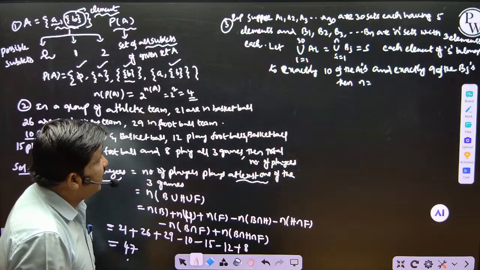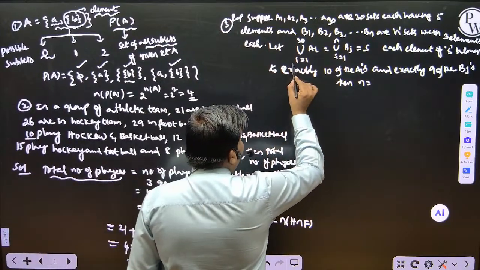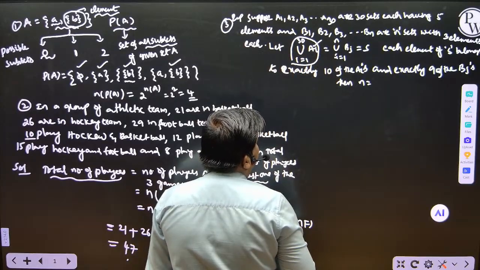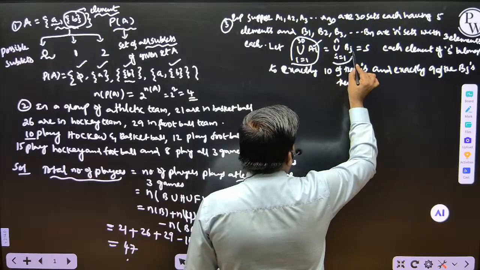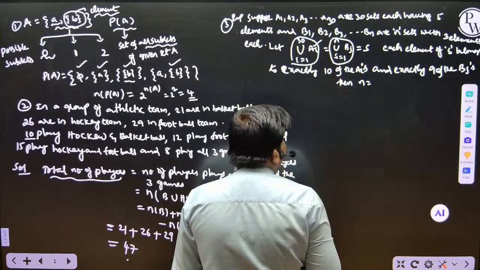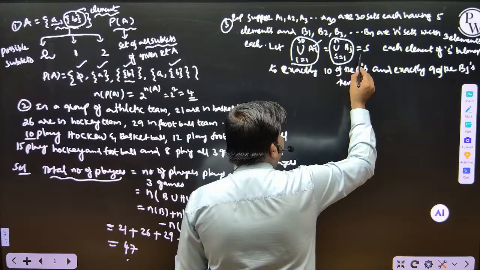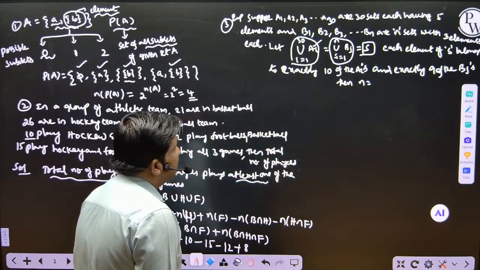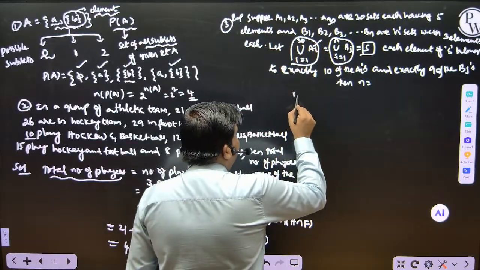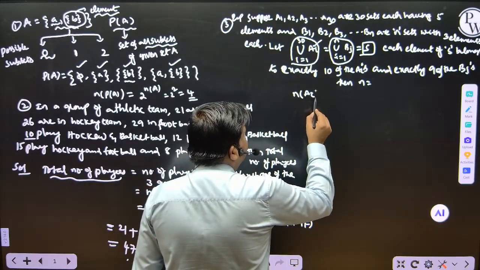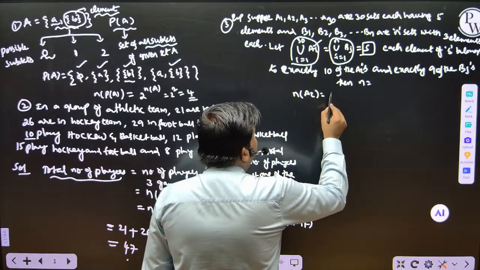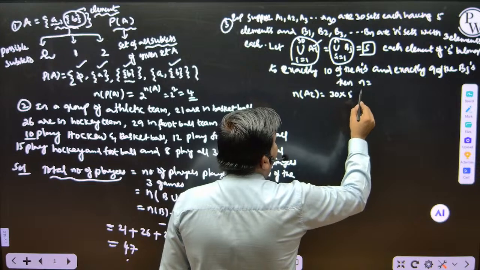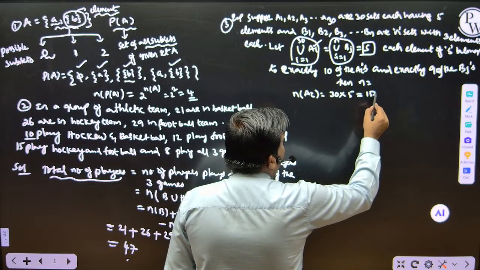But first you have to understand here. We are taking the union of how many sets? 30 sets. Here also we are taking a union of how many sets? n sets. But their union is equal to S. So the number of elements in the Ai's is 30 sets, and each set has 5 elements, so it is equal to 150.